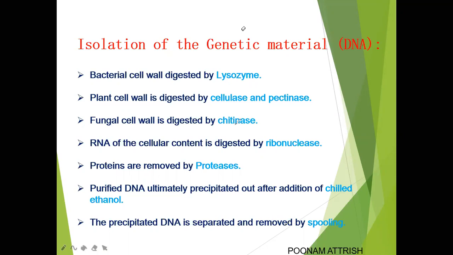Got it? So in this way, we can isolate the DNA from any cell, maybe bacterial cell, maybe plant cell, maybe fungal cell, maybe animal cell. Because animal cells don't have cell wall, these treatments are not required. But yes, we are supposed to dissolve their RNAs, proteins, lipids. Except DNA, we are supposed to digest, you can say more accurately, all the major components, right? Now come to the next point.